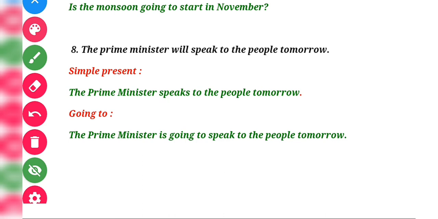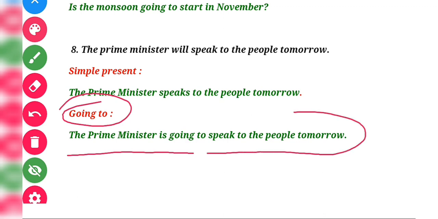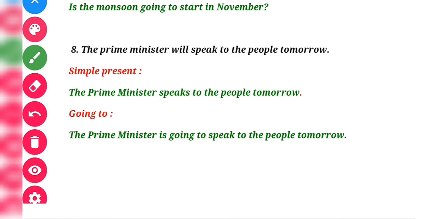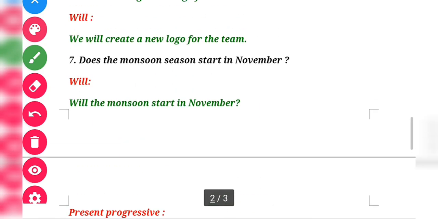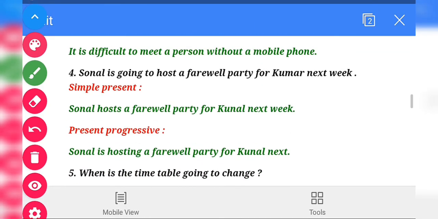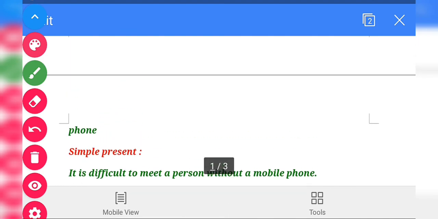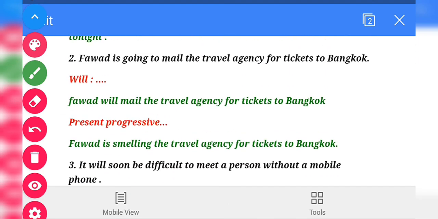Now again, you have to change it into going to form. So the prime minister is going to speak to the people tomorrow. So this sentence is correct. So students, like that we have completed all 8 sentences of this exercise, and I hope that you all have understood the class.